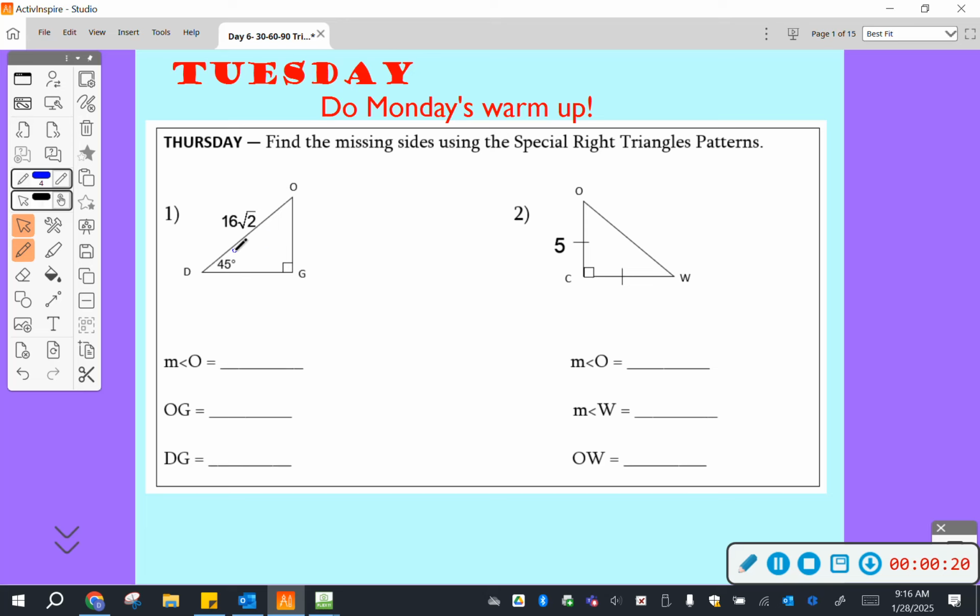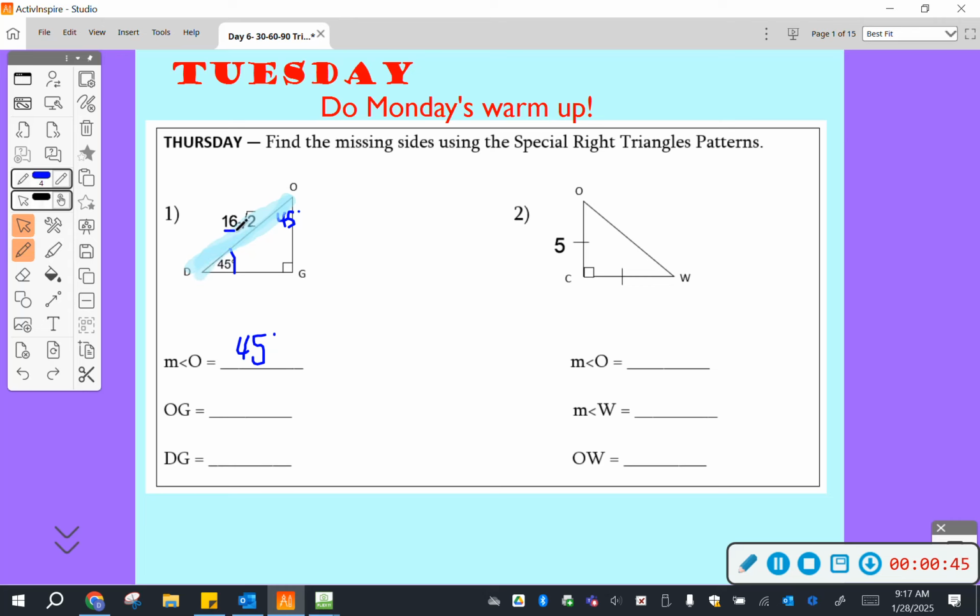So the first one's real nice. They actually just straight up told you it was 45 degrees. If this is 45 degrees, what is angle O? 45 degrees. So for angle O, everybody, can you please put 45 degrees? Okay. So if I know DO is 16 square roots of 2, what is OG?